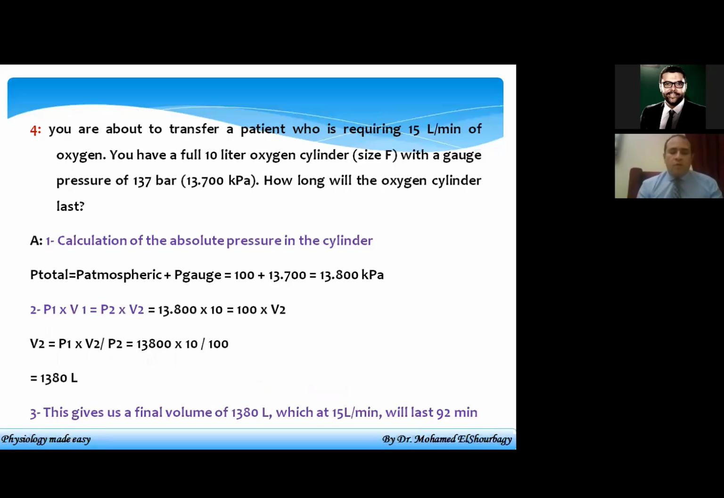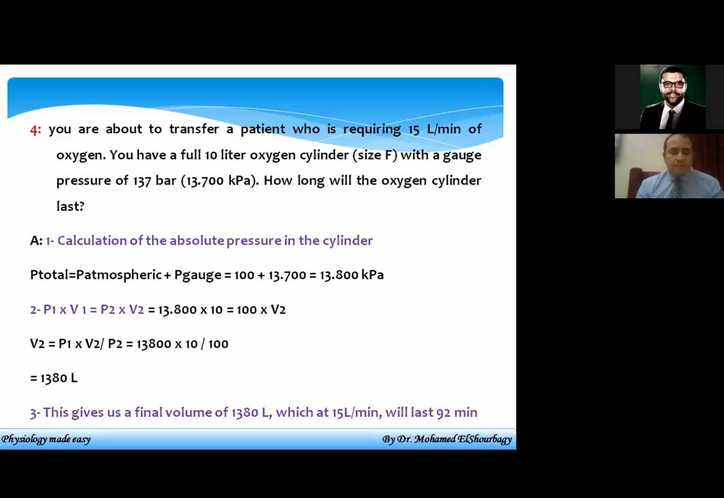Teach you how to know the amount of oxygen available from its cylinder to be used at atmospheric pressure. Okay, you are about to transfer a patient who is requiring 15 liters of oxygen. You have a full 10 liter oxygen cylinder, size F, with a gauge pressure of 137 bar. How long will the oxygen cylinder last?